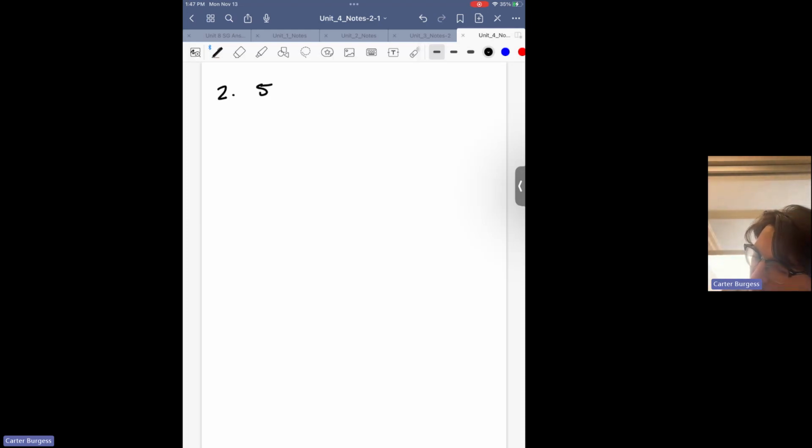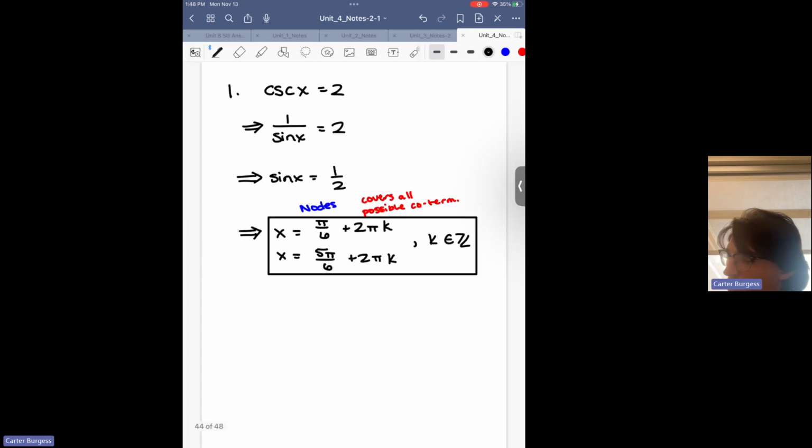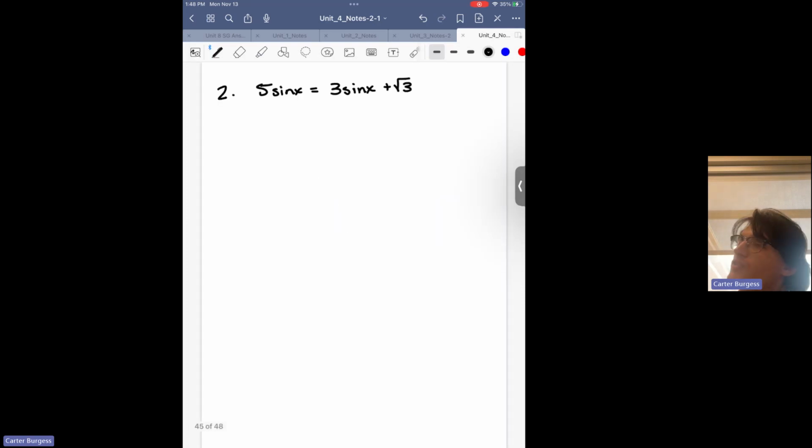So this is 5 sine of x equal to 3 sine of x plus the square root of 3. My advice is to start by solving for sine of x. So start by isolating sine of x, and then you're doing basically what we did with the last 2 steps here using the unit circle. So trying to get sine of x equals something. So treat sine of x like the variable. Solve for sine of x, and then represent those.